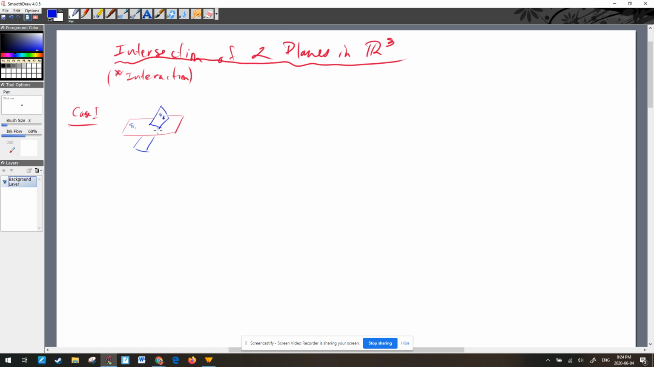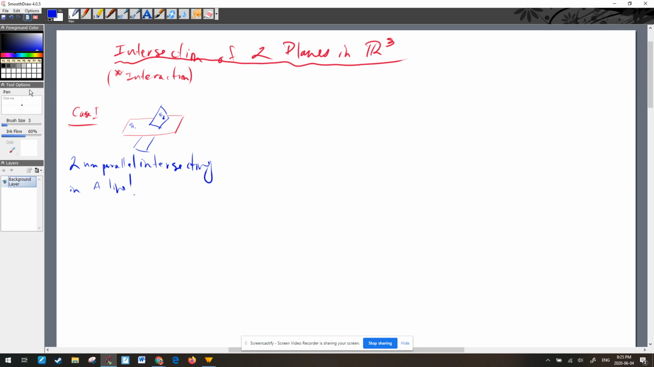So how did they... well, two planes can intersect in a line. So two non-parallel planes intersecting in a line, right? So when two planes intersect, they can intersect in a line.